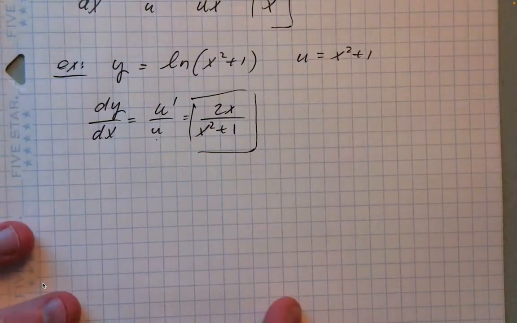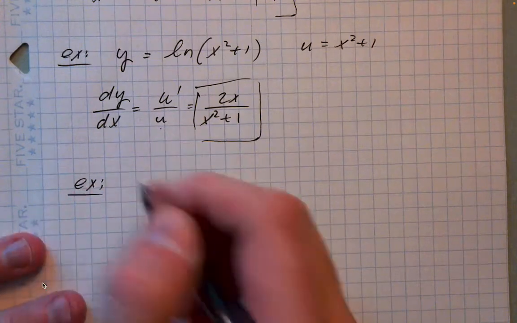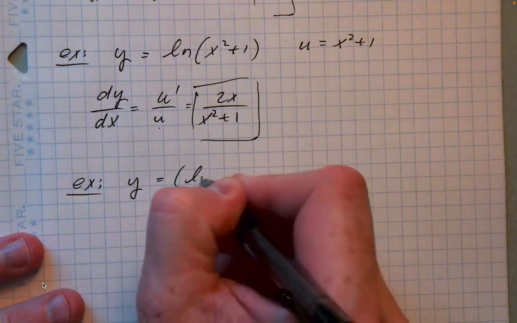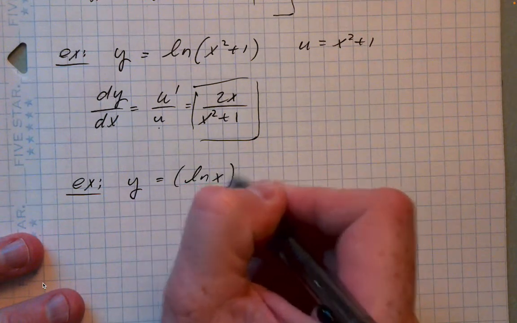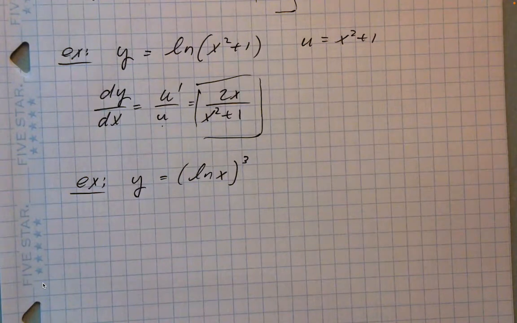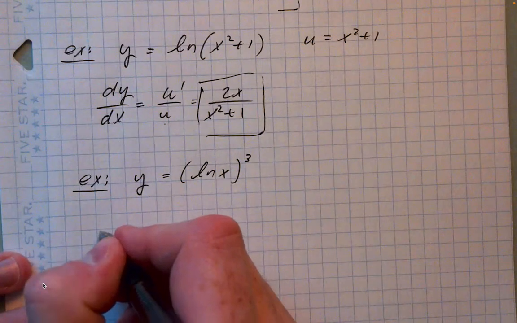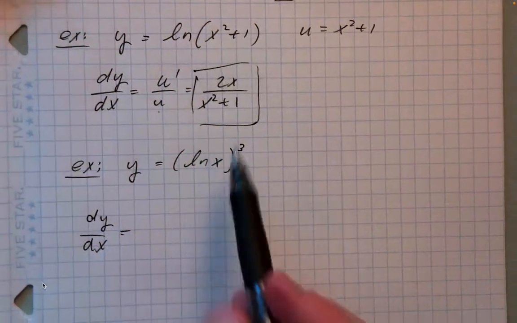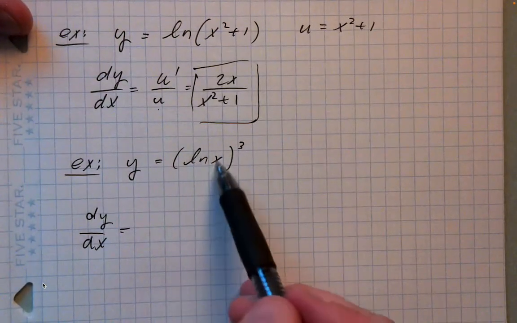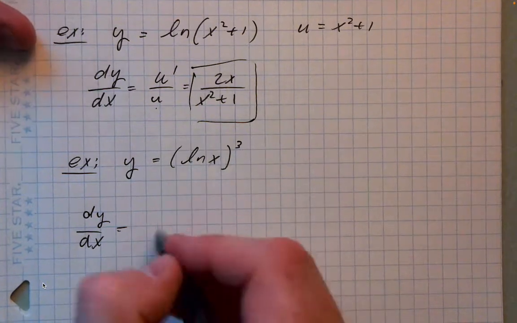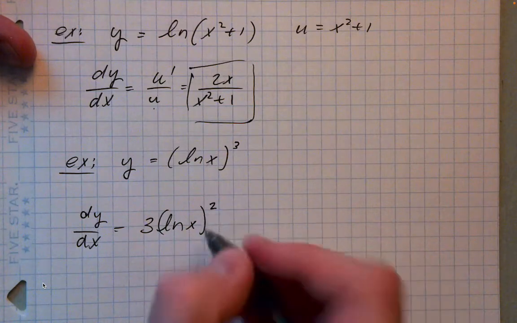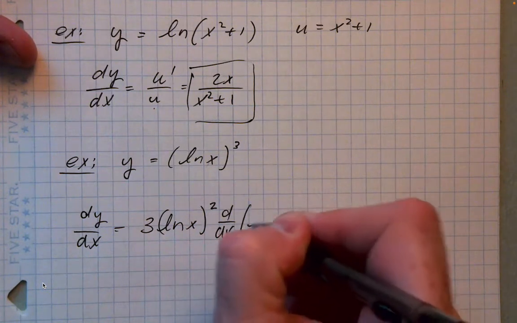And how about something else here? What about this one? This one is a little more involved. y equals the natural log of x, all to the third power. So here we've got kind of a general power rule sort of thing happening. Right? So in this case, you'd have dy dx. You can think of this as the general power rule, right? You've got natural log of x can be the u, and then you've got u cubed. So this would be like 3 times the natural log of x squared, but then I have to differentiate that inside piece too, don't I?